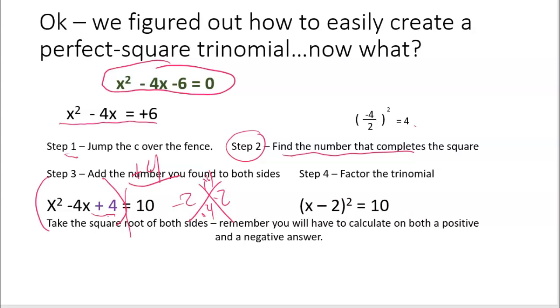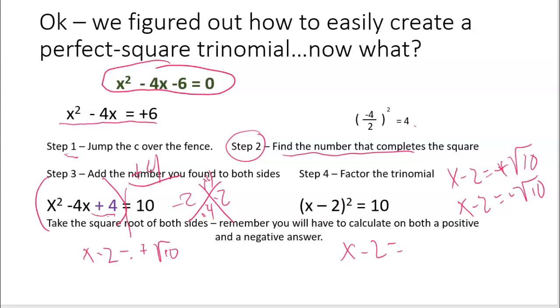And now we have to take the square root. But remember, when you take the square root, the answer could be positive or negative, correct? So we're going to end up with x minus 2 equals positive square root of 10. X minus 2 equals negative square root of 10. Are you with me? So then we're going to add 2 to all four sides, right? Plus 2, plus 2, plus 2, plus 2.